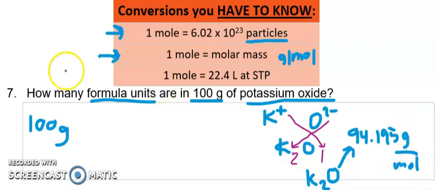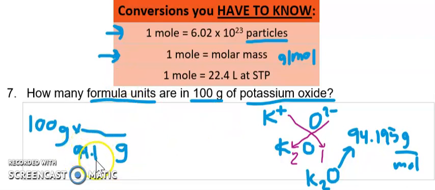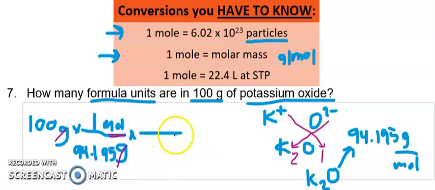All right, so now we have grams here, we have our molar mass, we can get rid of grams because we don't want grams, we want formula units. So there are 94.195 grams in 1 mole. Alright, so now we see that our grams cancel out and we are left with the moles. But we still don't want moles, we want formula units. So this is where that second conversion comes in, where we have to use Avogadro's number.